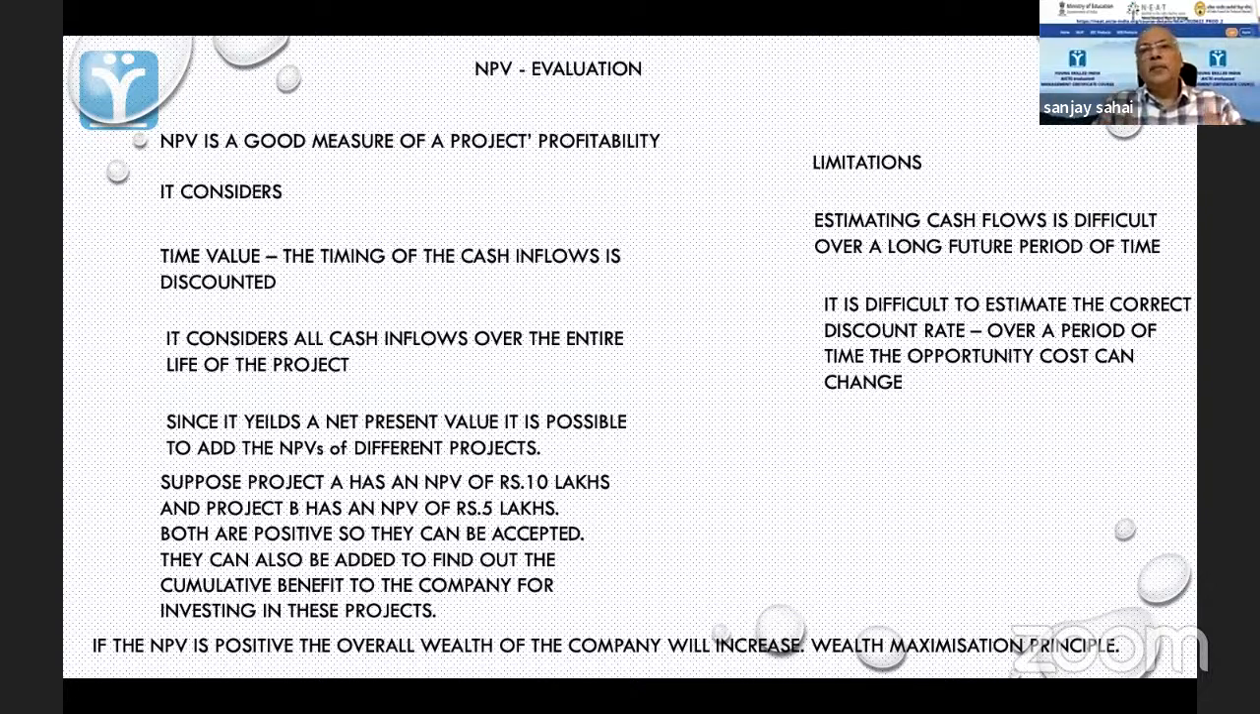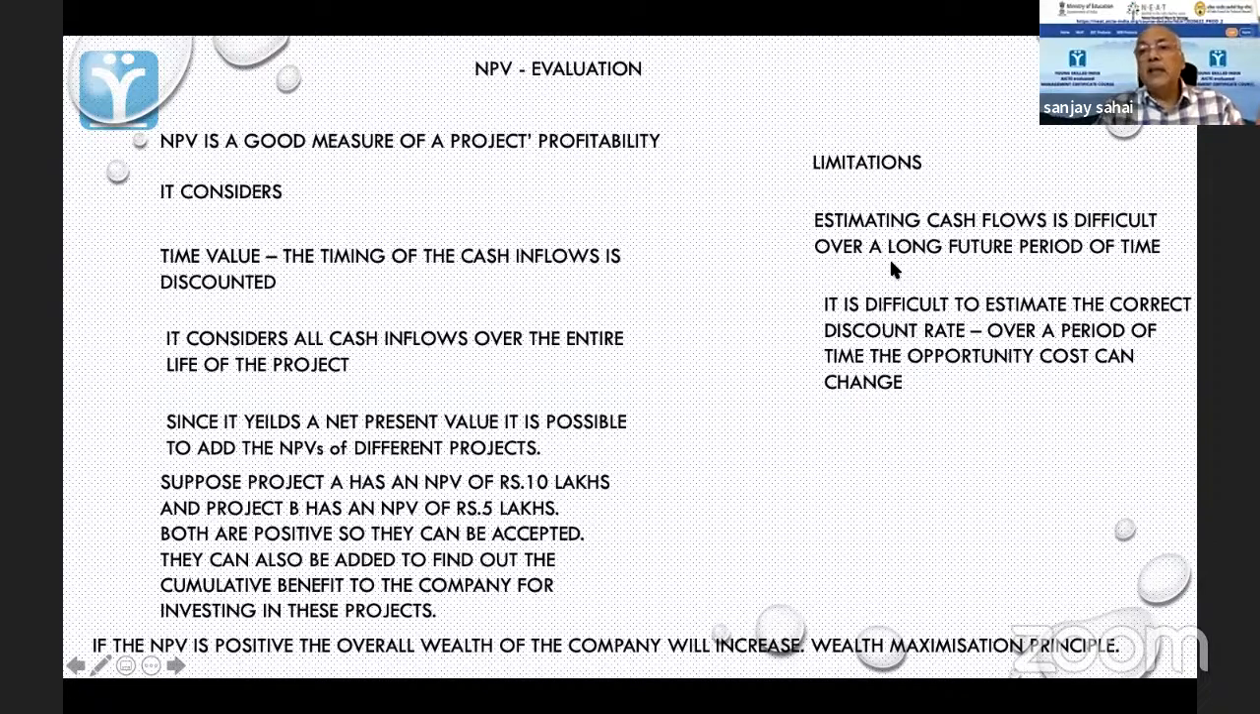So there is a stream of thought which thinks that instead of using opportunity cost here, you can simply discount it at the cost of capital, because this is something which is more certain. You know about it. And you can use that to overcome this particular problem here, estimating the correct discount rate.